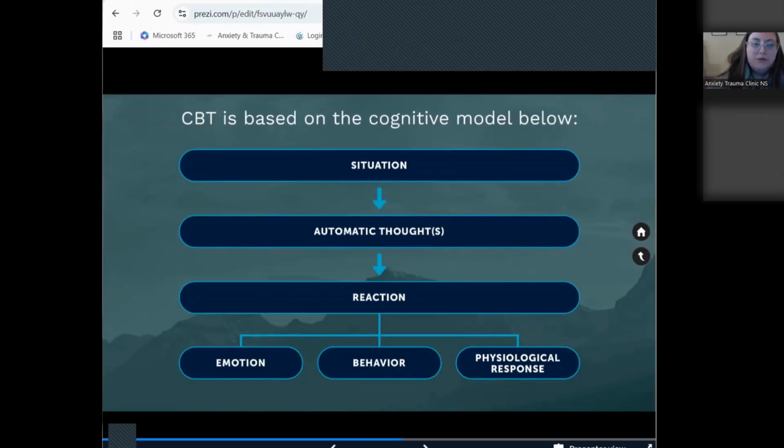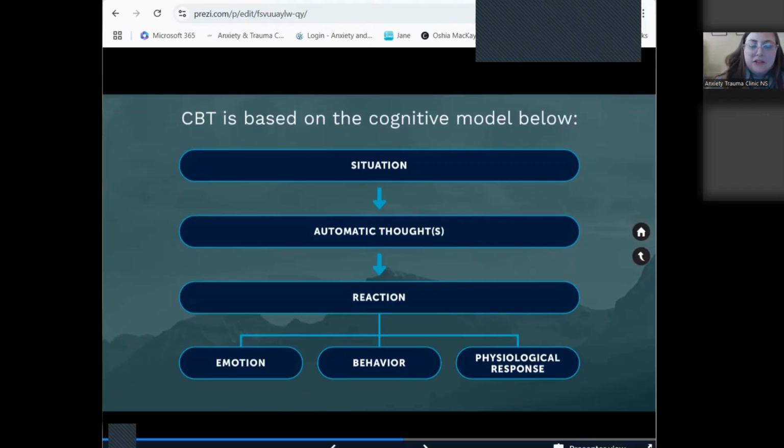So I want to go through the cognitive model below. It adds a little bit of a visual to it. We've got a fairly simple stage model here. You've got the situation that happens, or sometimes I'll call it the trigger, which can also be another word for that situation. Automatic thoughts or beliefs come. You don't really take time to think about it. I call them popcorn thoughts. They just pop right into your head.